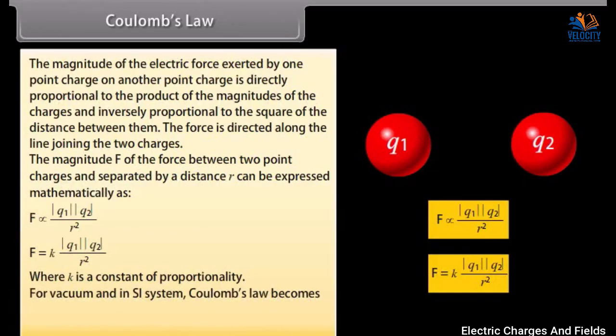For vacuum and in SI system, Coulomb's law becomes F = (1 / 4πε₀) × |q1||q2| / r².